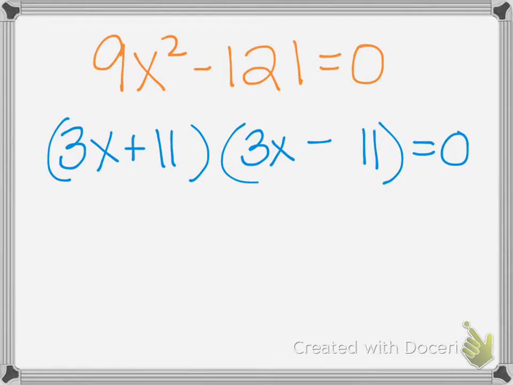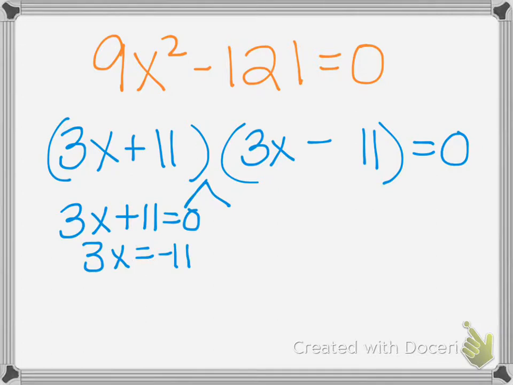Now, again, we're going to do two little mini problems, equations I should say. I'm going to subtract 11 and then divide by 3. So x is going to equal negative 11 over 3 for this one. So over here on this right side, you know that it's going to be positive 11 over 3.